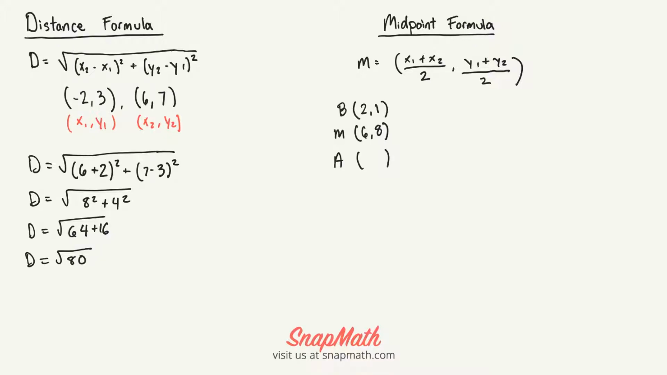Now we have to break down 80 to a simplified radical. So what we do is make a little prime factorization tree. So this will be 8 times 10. This will be 4 times 2. And I circle my prime numbers. 2 times 2. And this is 2 times 5.